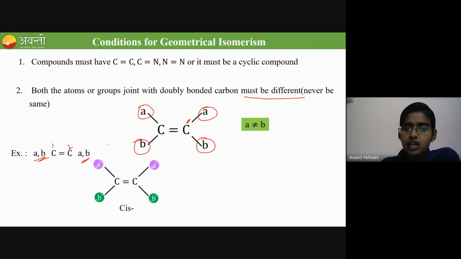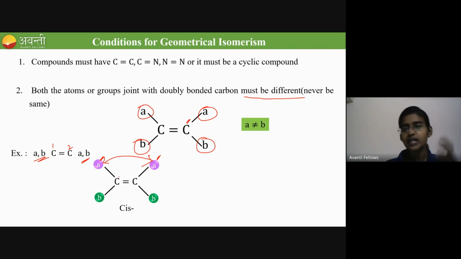Now, for this particular system, if you find similar groups on the same side of the double bond, then that particular isomer is called a cis isomer. Here you can see both are A, so they are similar groups, or the same groups we can say. The similar groups are located on the same side of the double bond. Both are towards the upward direction, right? They are on the same side.